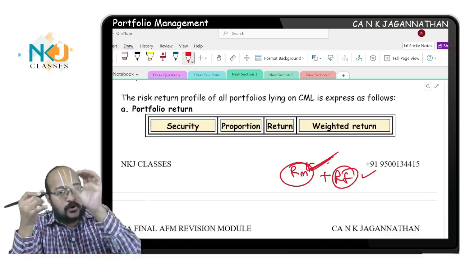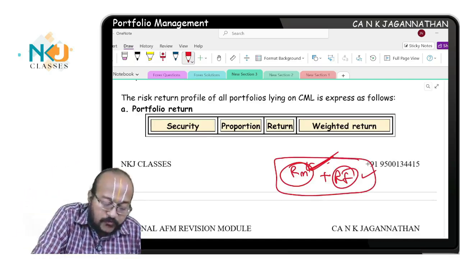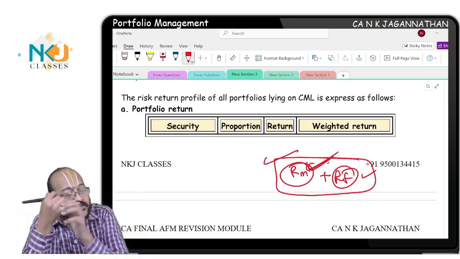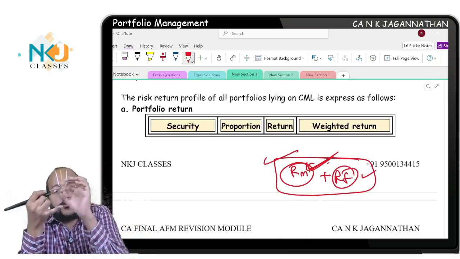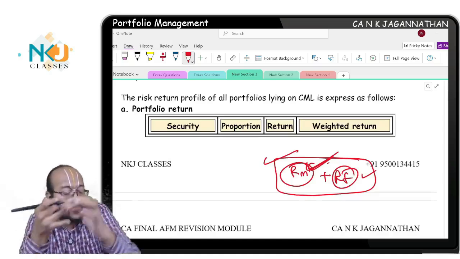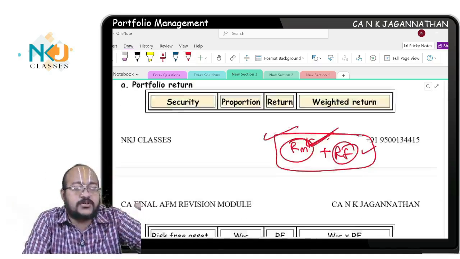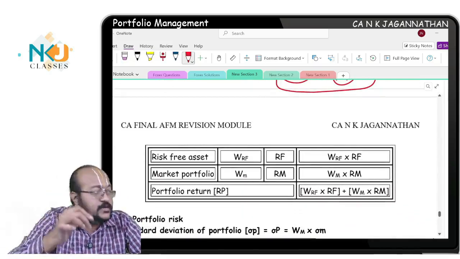Now I need to find out this new portfolio, which consists of the market and the risk-free security. I need to find out the portfolio return and portfolio risk. How to find out portfolio return? Nothing will change. It is the weighted average return of the individual securities inside the portfolio.